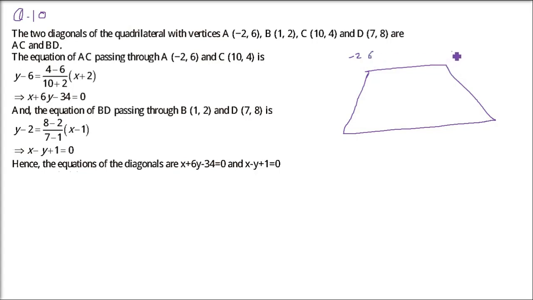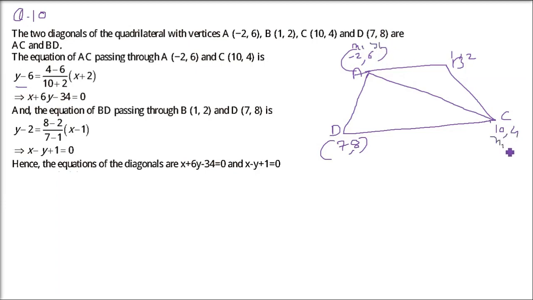A is (-2, 6), B is (1, 2), C is (10, 4), D is (7, 9)... These are the four points we have. Now we are going to find the diagonals. If it is ABCD, we have to find the equation of AC and the equation of DB. Assume this is (x1, y1) and this is (x2, y2). Now use the formula directly: y minus y1 equals (y2 minus y1) by (x2 minus x1) times (x minus x1). The equation x plus 6y minus 34 will come.